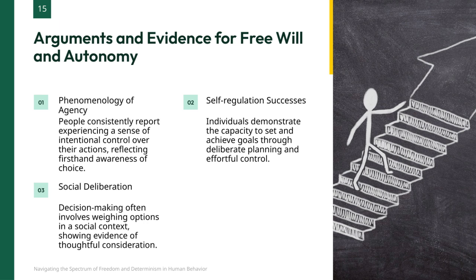Moving on, self-regulation successes demonstrate individuals' ability to set goals and follow through with deliberate planning and effortful control. This shows that our actions are not just automatic reactions, but often involve purposeful decision-making. Finally, social deliberation emphasizes that decision-making frequently happens in a social context, involving thoughtful consideration of different options alongside others. Together, these points provide a comprehensive picture of how free will and autonomy are supported by both our experiences and behaviors.